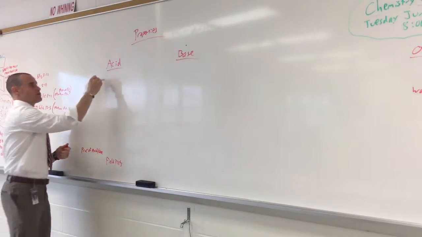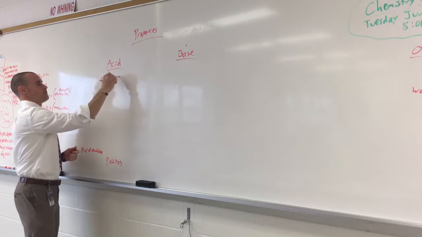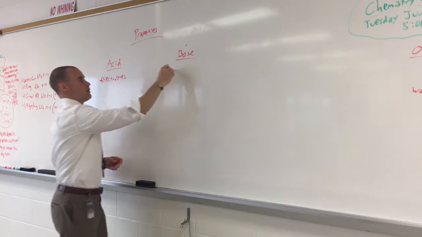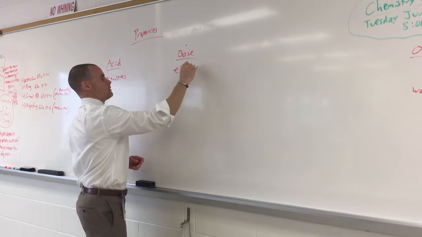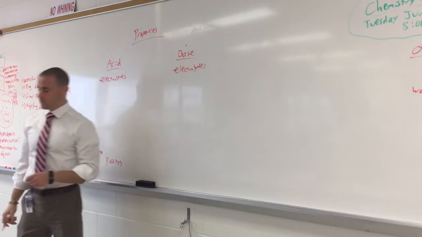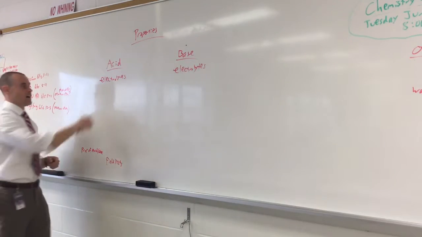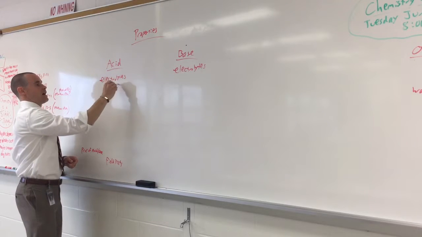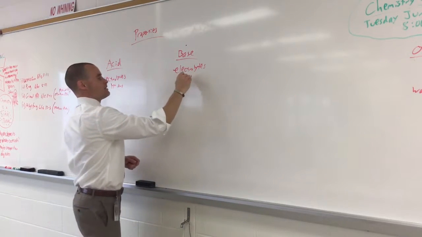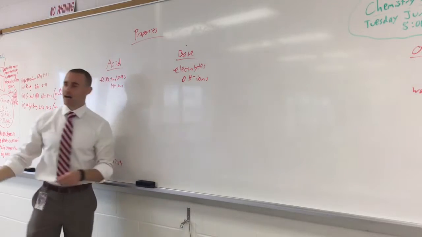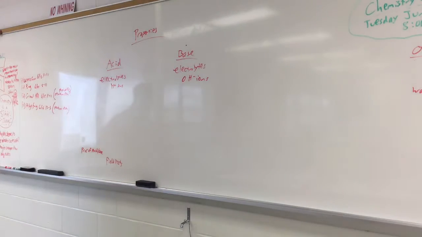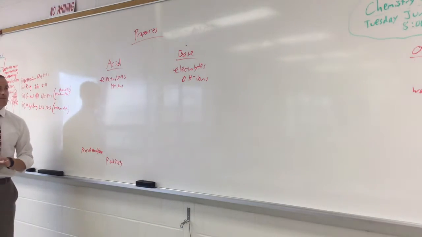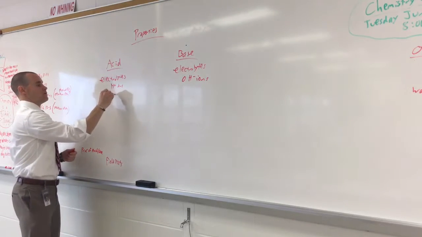Both of them are electrolytes. What's that mean? Both are electrolytes. They conduct electricity in water. Why? Because they have ions. H plus ions, OH minus ions. Anything that produces ions in solution conducts electricity. Acids and bases conduct. Both of them are corrosive.